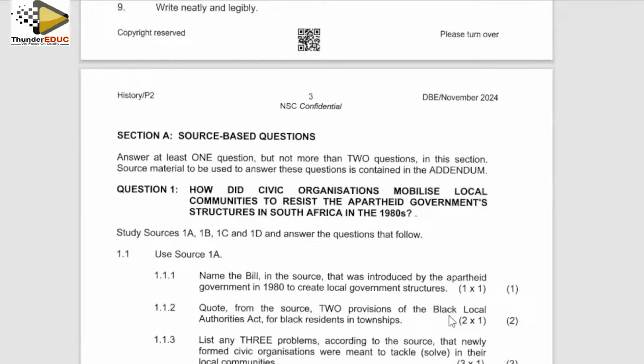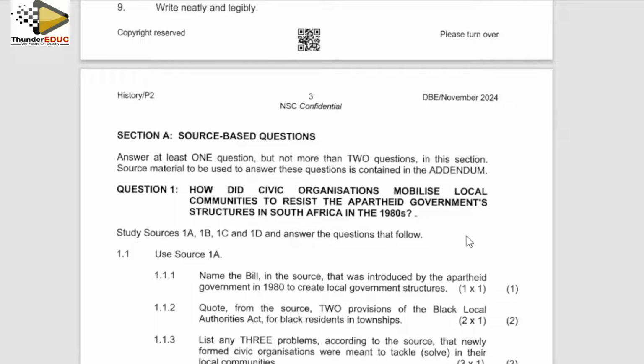Right, if we check our question here, the question is solely focused on civic organizations. When we're looking at civic organizations, we are looking at those groupings of people in the townships, including different organizations like the churches, community members coming together to rally behind the fight against oppression and the rule of apartheid. So the focus of this question number 1 is: how did civic organizations mobilize local communities to resist apartheid government structures in South Africa in the 1980s?